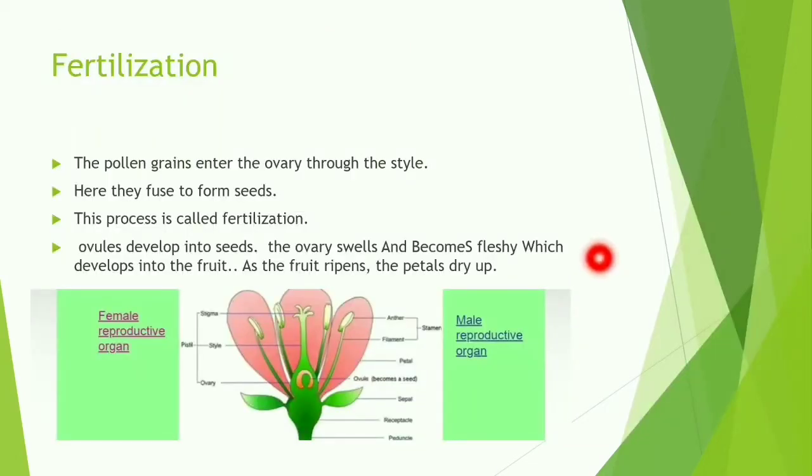What is fertilization? When the pollen grains enter the ovary through the style, that means through this part of the female structure, they fuse to form the seed, and this total process is known as fertilization. The ovules, that means the eggs, develop into seeds, and the ovary swells and becomes fleshy, which develops into the fruit. As the fruit ripens, the petals dry up. Alright, so this is the overall fertilization process.